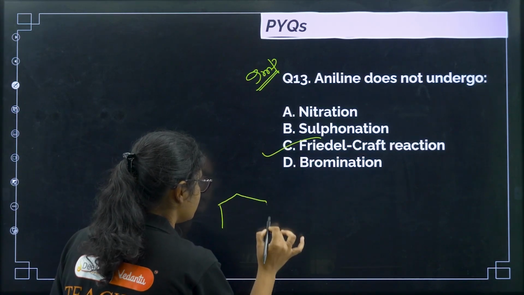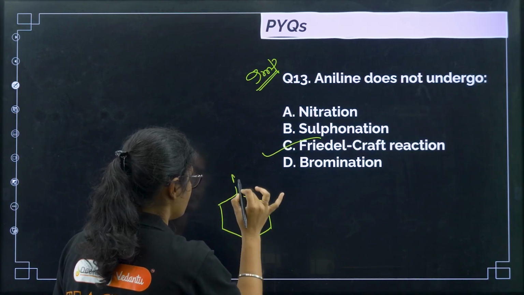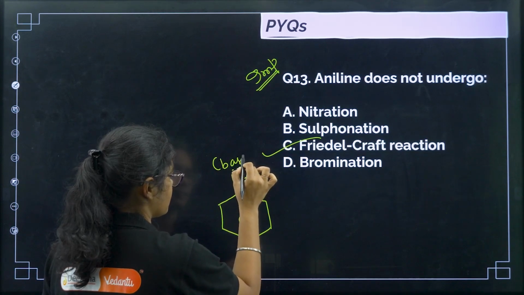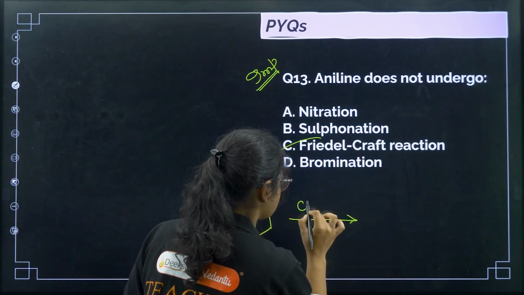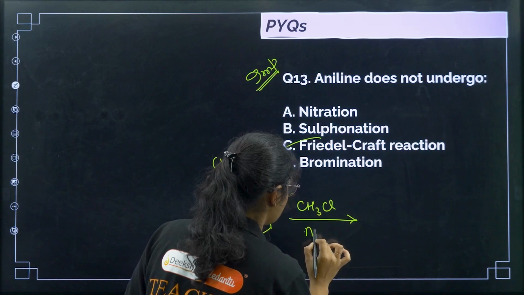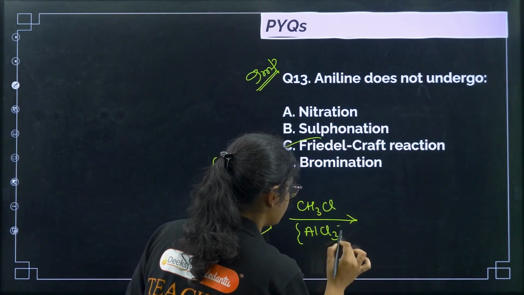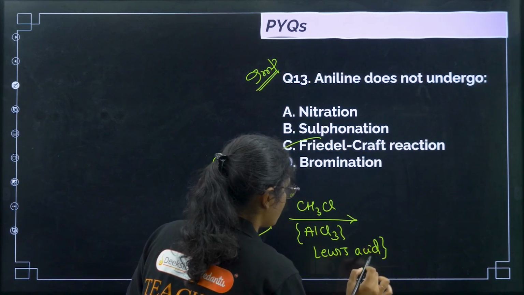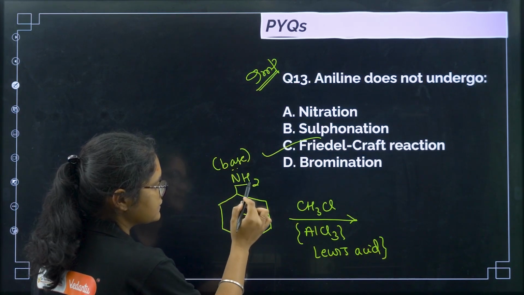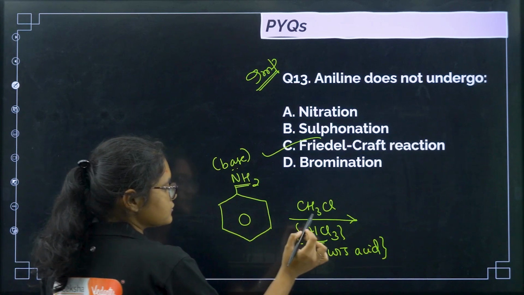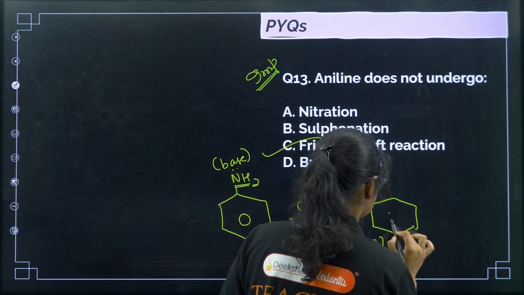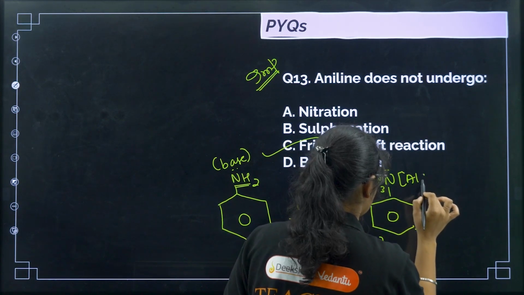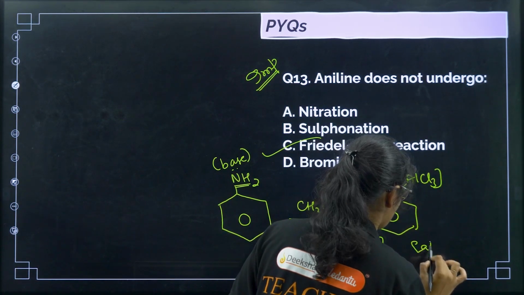Understand, you have aniline like this. Now this has an acidic basic nature, right? It is a base. Now for Friedel-Crafts alkylation or acylation, what is the reagent? CH3Cl, AlCl3, right? And this AlCl3 is nothing but a Lewis acid, right? So now what happens here, there is a reaction between this base and this acid. So we get a compound like this, right? A salt is formed here, right?